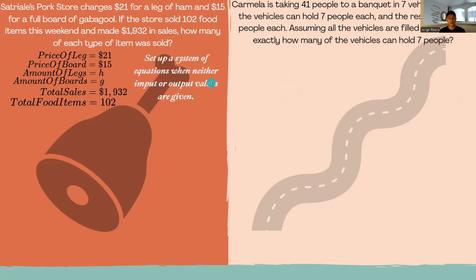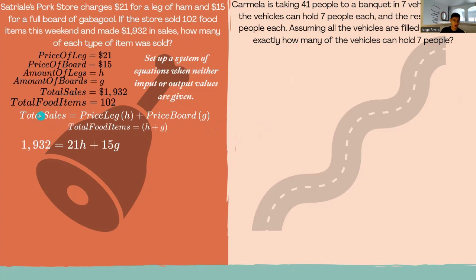So we're going to set up a system of equations when neither input or output values are given. The input or output values are going to be the amount of legs or the amount of boards because they depend on each other. So here we're just going to use a little logic. The total sales is going to be equal to the price of each leg times the amount of legs that were sold plus the price of each board times the amount of boards that were sold. The total food items is going to be the amount of legs sold and the amount of gabagool that was sold. All right. So here we know the value of the total amount of sales, it's 1,932, and we know the price of each leg, which is 21. And we know the price of each board, and we know the total amount of food items that were sold.